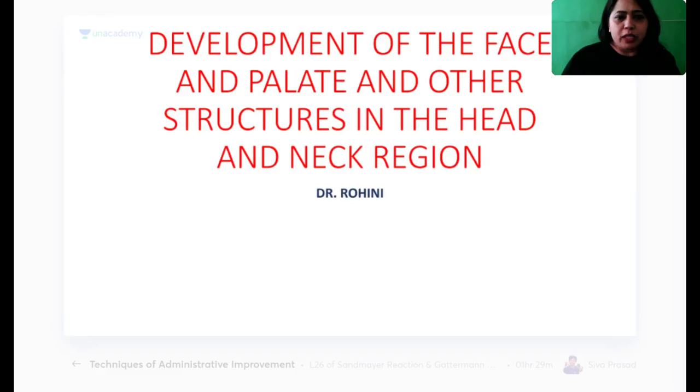So here we have development of the head and neck region. It's important for all the people who are going to be in the dental stream also, very, very important, because they have to know the head and neck development, especially the face development. And all those who are aspiring to be surgeons, head and neck surgery, rhinoplasty, all these things, they will have to know the embryology of the head and neck very clearly.